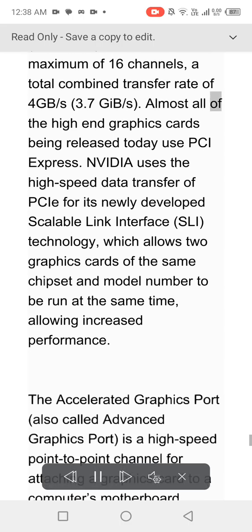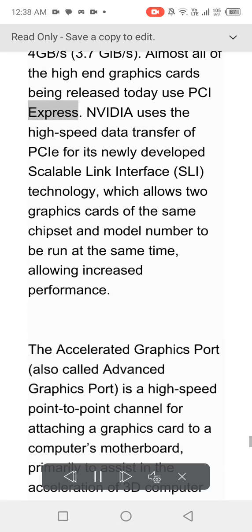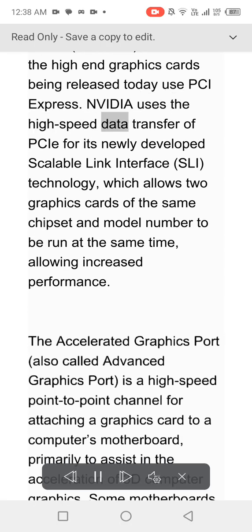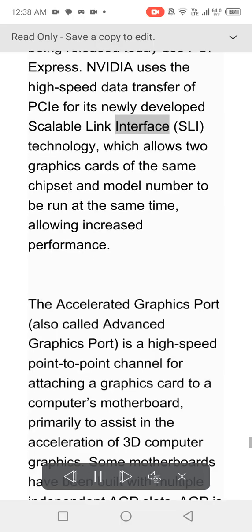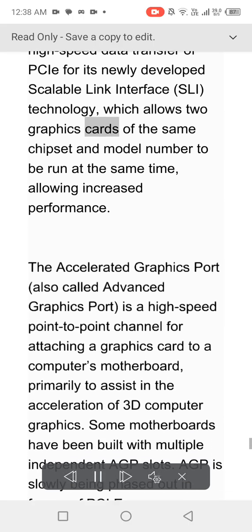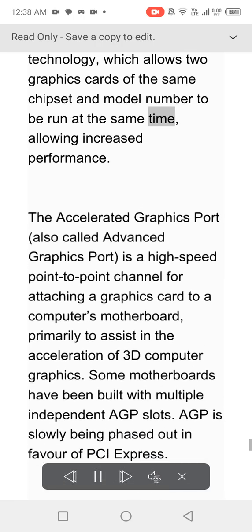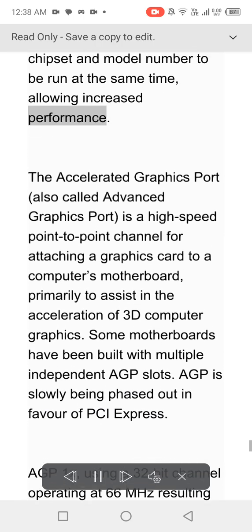Almost all of the high-end graphics cards being released today use PCI Express. NVIDIA uses the high-speed data transfer of PCIe for its newly developed Scalable Link Interface (SLI) technology, which allows two graphics cards of the same chipset and model number to be run at the same time, allowing increased performance.